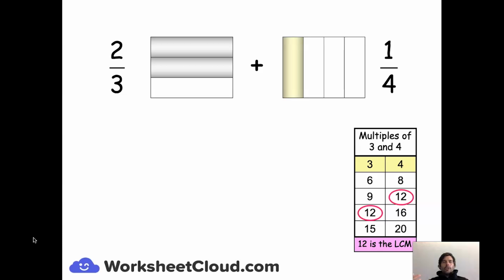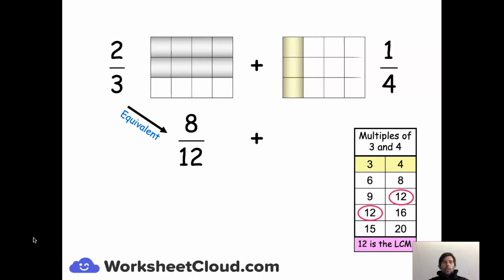So how do I change 2/3 to a fraction out of 12? Well, I know that 3 times 4 is 12. So therefore, I must do the same to the numerator. 2 times 4 is 8. Okay, so 8 over 12 is equivalent to 2/3.